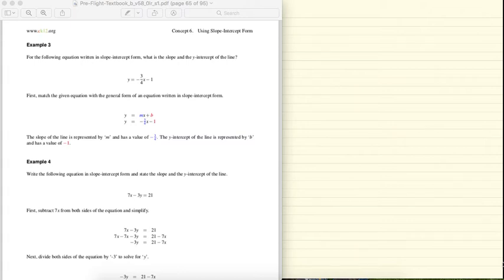Next, we're looking at example 3. Example 3 says, for the following equation written in slope-intercept form, what is the slope and the y-intercept of the line? The equation they give us is y equals negative 3/4 x minus 1. Remember, normally slope-intercept form is in the form of y equals mx plus b. Reminding you that m is the slope and b is the y-intercept.